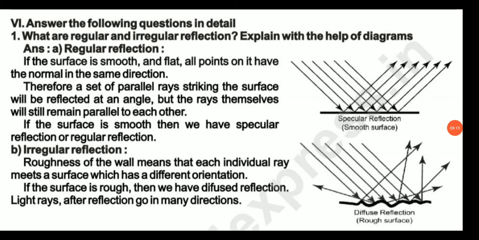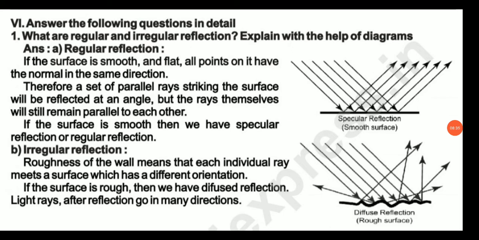If the surface is smooth and flat, all points on it have the normal in the same direction. Therefore, a set of parallel rays striking the surface will be reflected at an angle, but the rays themselves will still remain parallel to each other. Next point, if the surface is smooth, then we have a specular reflection or regular reflection.